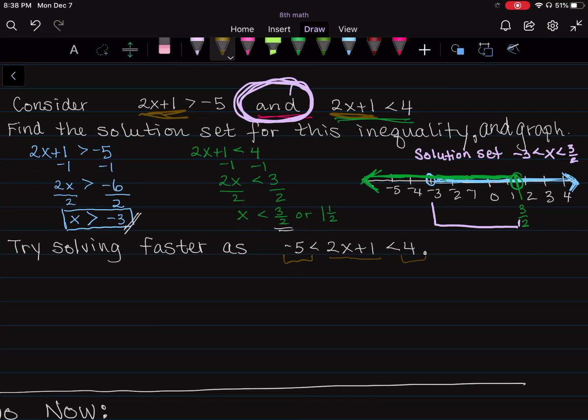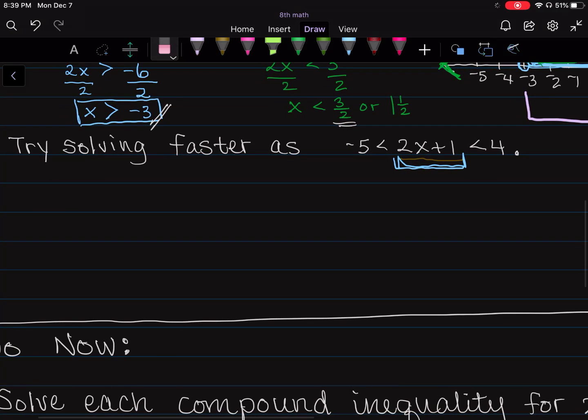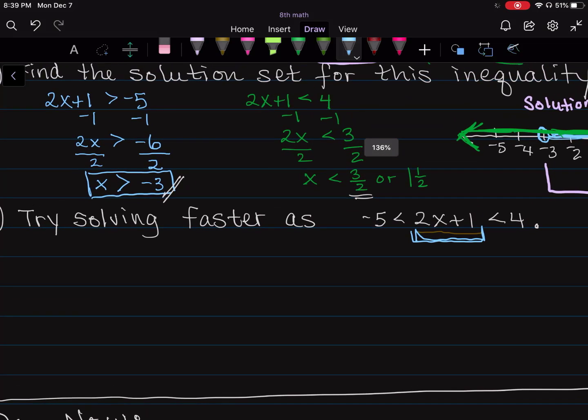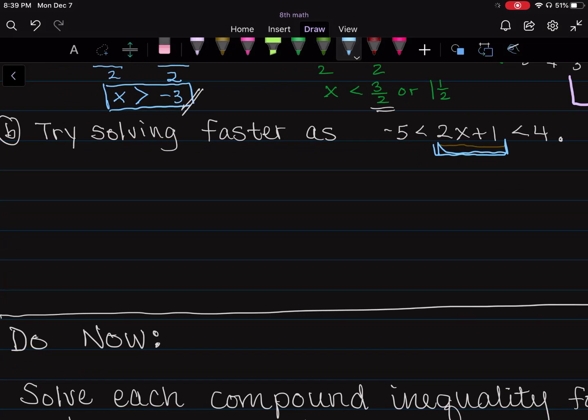When you do this strategy, you want to make sure that you're focusing in on wherever x is. So x is here in the middle. I'm going to erase these other highlightings I put in. So we have x in the middle. What I'm going to do is try to get x by itself by applying my algebraic operations to all three parts of this inequality. So in both cases, the first step we took was to subtract 1 so that we had just the 2x by itself. Let's do that here. I'm going to subtract 1 from all three parts.